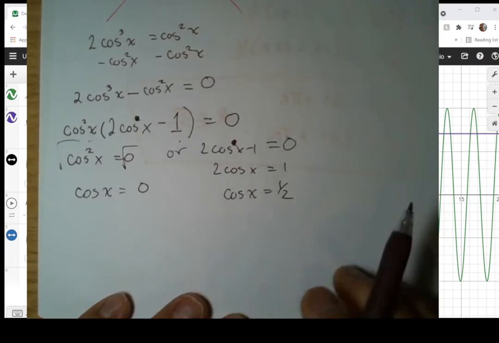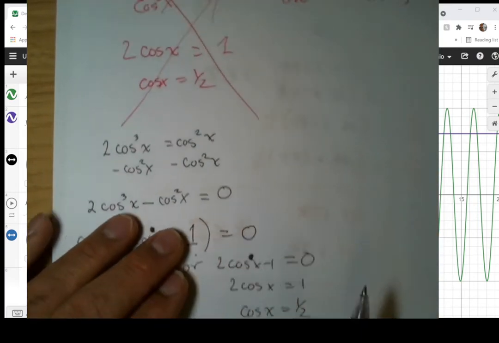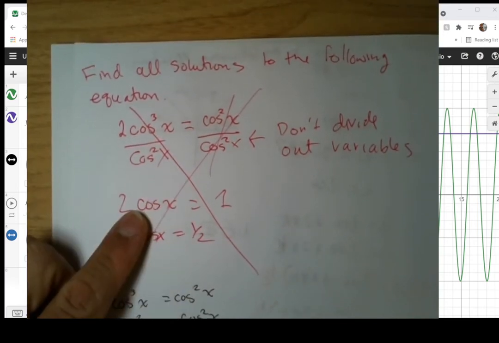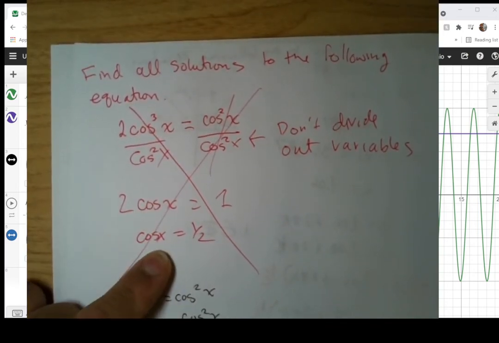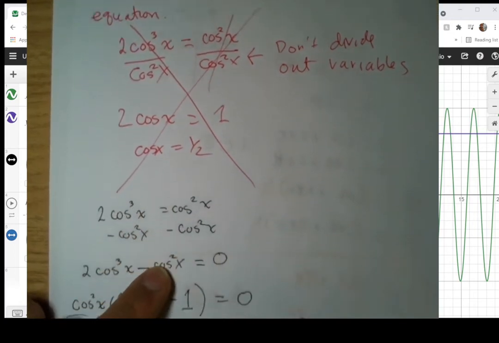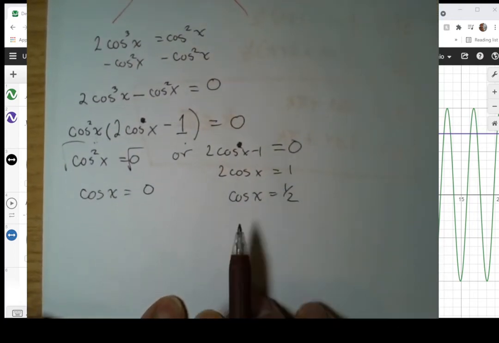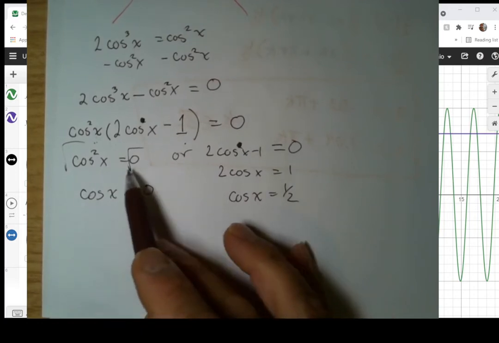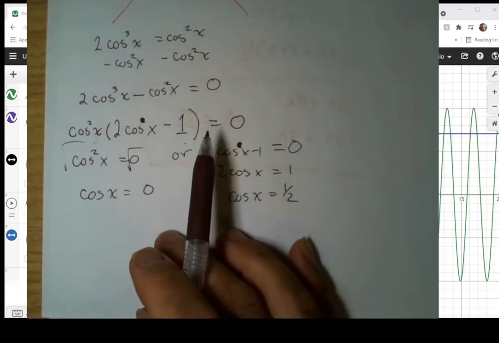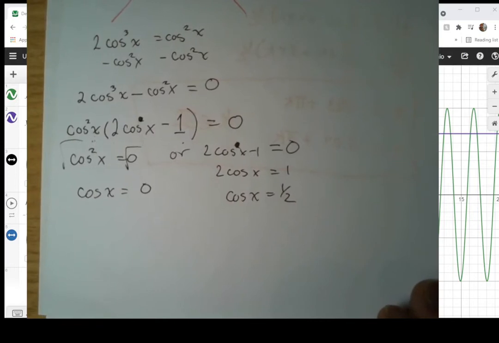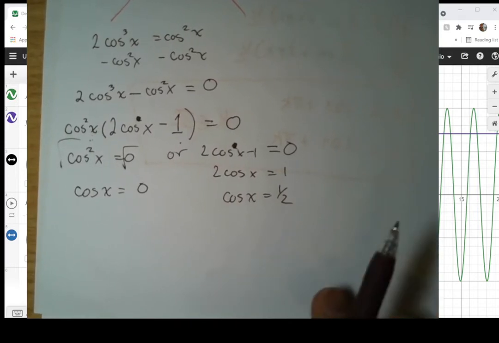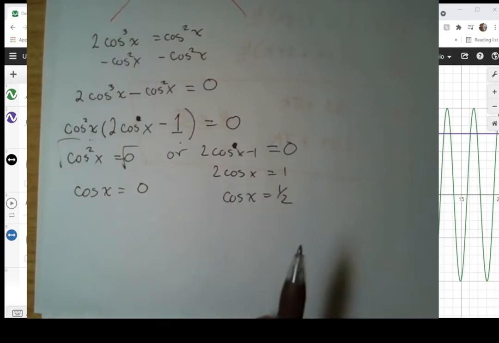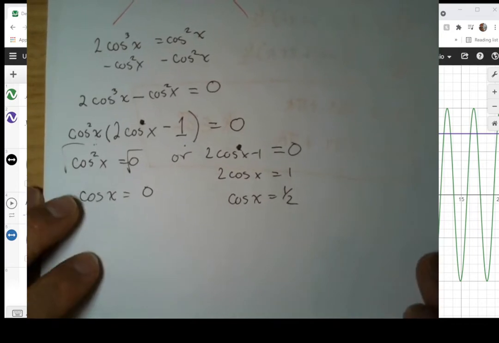Now you notice here that in our previous attempt where we divided by cosine squared, I simply got cosine x equals 1/2, which I get here, but by dividing that cosine squared out, I completely missed that solution, which would lead me to not completely solving that equation. So now you can see why it's important that we do not divide out that cosine squared, but instead set equal to 0 and factor.